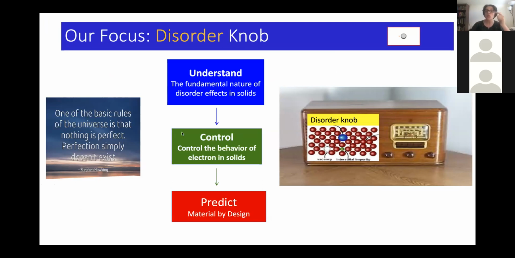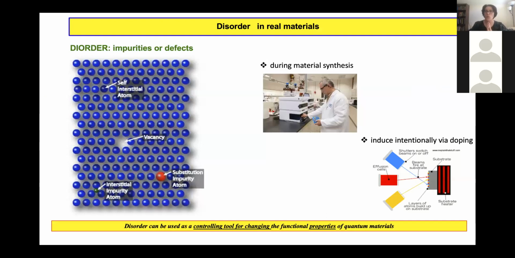First, we want to understand what introducing disorder brings into the system. What effects does disorder induce in the material? We want to understand this. Then once we understand this, we would like to understand how we can control the disorder effect in the system. Once we have that understanding and control, we can possibly predict new materials based on changing the amount of disorder in the system. Okay, so what do I mean by disorder?